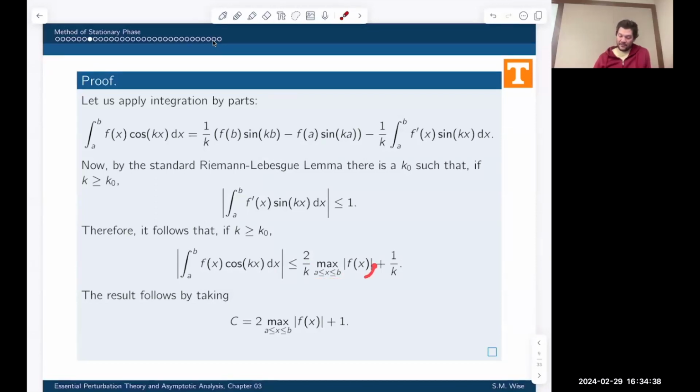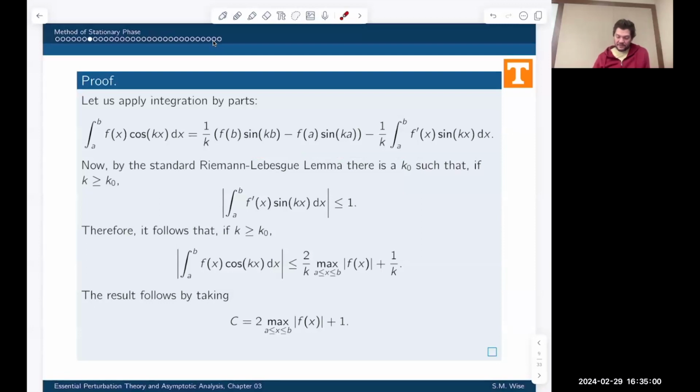Now, all of this stuff here is completely independent of k, right? And I put a 1 here because I wanted this to work out to be 1 over k. As long as k is large enough, this integral is less than 1, and so I can show this estimate by using the triangle inequality up here.